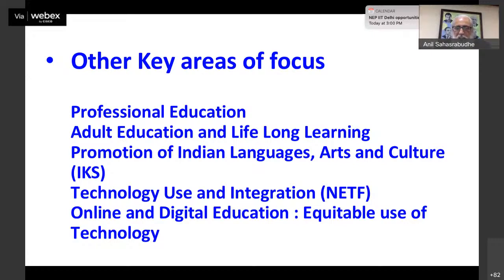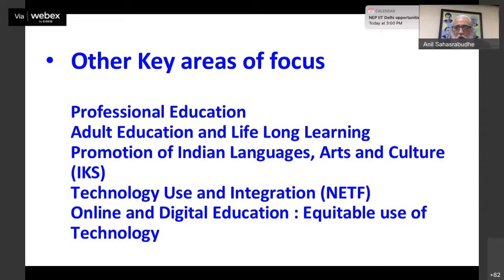Then comes the online and digital education, equitable use of technology. The gross enrollment ratio, which today stands at 27%, is imagined to increase to 50% by 2035. So in the next 15 years, we have to more than double the number of students who are in the higher education system. Well, the population also is increasing, and the percentage is going to be doubled. And therefore, a huge number of students, about 10 crore, 100 million of them, will be in the higher education sector itself. How do we cater to them?